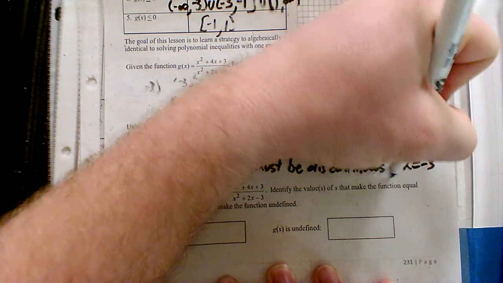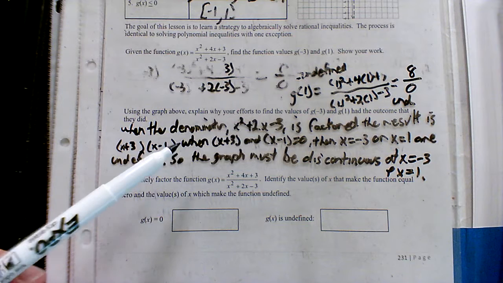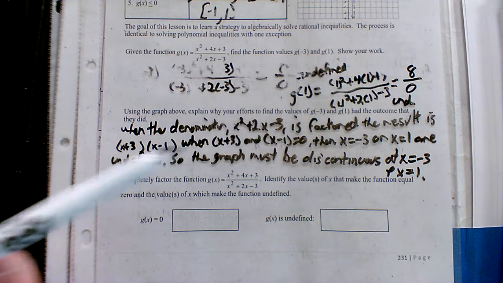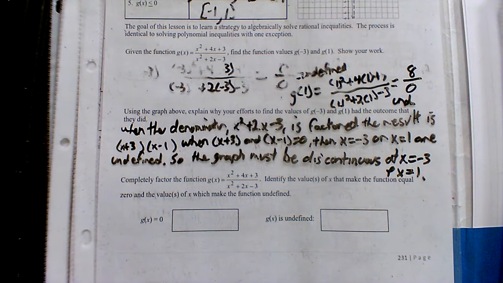at x equals -3 and x equals 1. So when the denominator is factored, those factors equal to 0 are undefined, so the graph must be discontinuous at those 2 points. That's what we're describing there. Now remember, that's the denominator. When we factored the denominator and set the denominator equal to 0, those pieces made the graph undefined. Alright, that's important as we move along here.